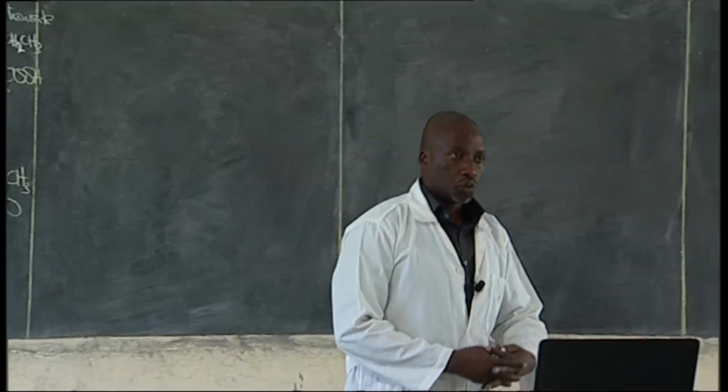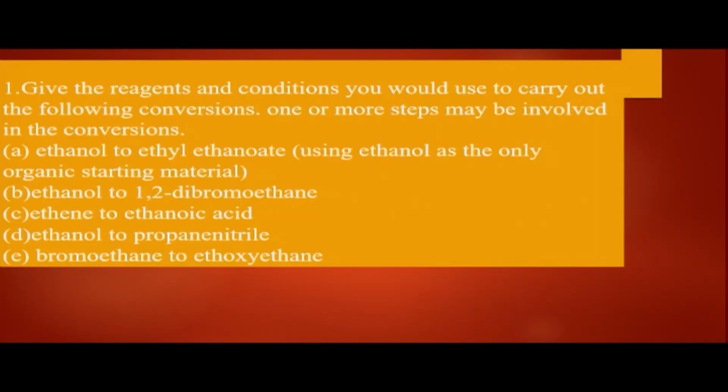Part B, we have to move from ethanol to 1,2-dibromoethane. Move from ethanol, so you have ethanol, part B.